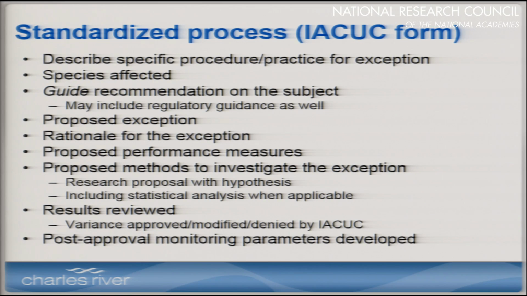For our cage density guideline exception that I'll talk about in a moment, the active file for that variance is about 18 pages long. It's a very verbose document that both summarizes literature, our past efforts, and our recent efforts.